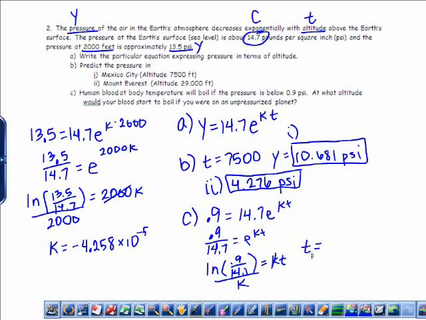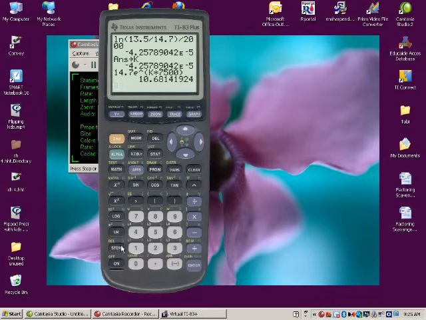Okay, so let's figure out what this t should be, and remember here t is really altitude, so our units are going to be in feet. So we're going to plug this in: the natural log of 0.9 divided by 14.7, divided by our k.